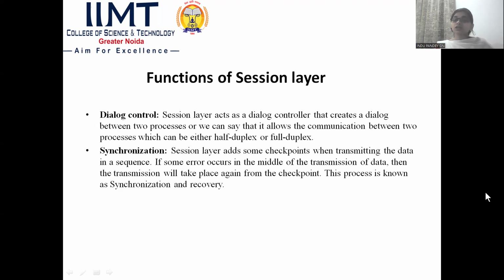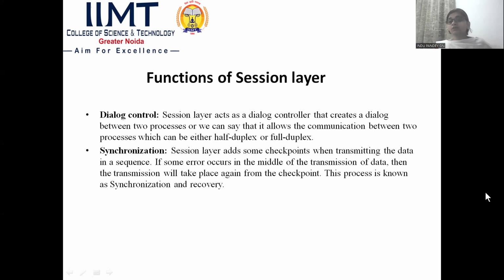Synchronization. Session layer adds some checkpoints when transmitting the data in a sequence. If some error occurs in the middle of the transmission of data, then the transmission will take place again from the checkpoint. This process is known as synchronization and recovery. During the data transmission, we ensure that the sender and receiver are available, and that there is no damage or loss of bits.